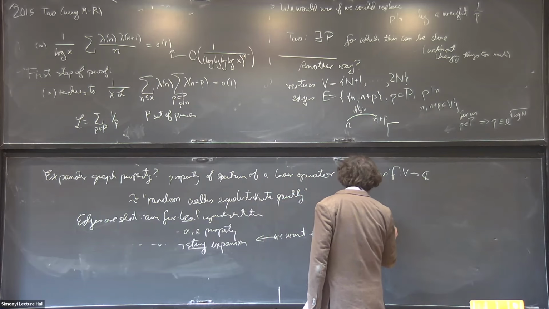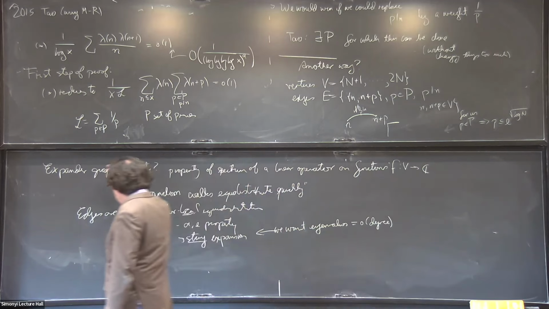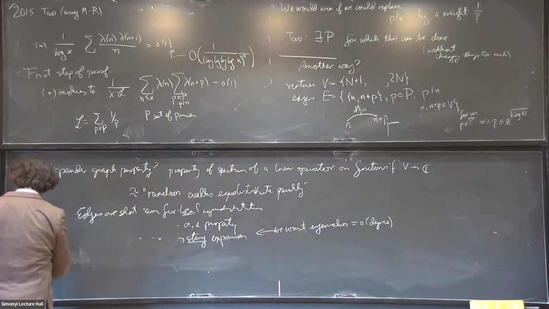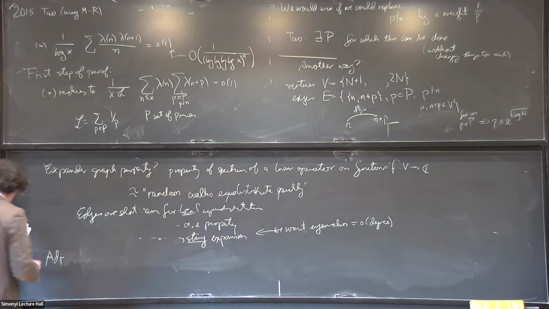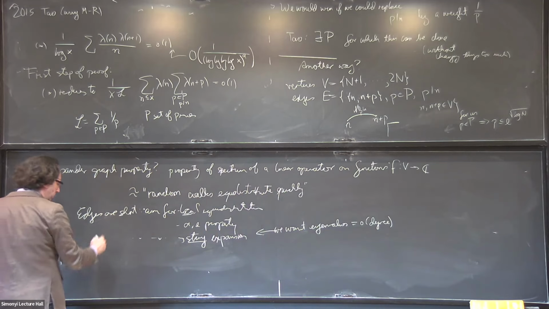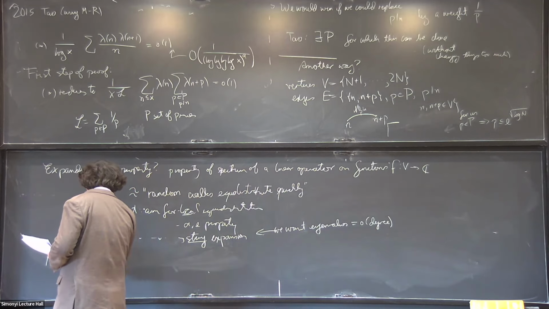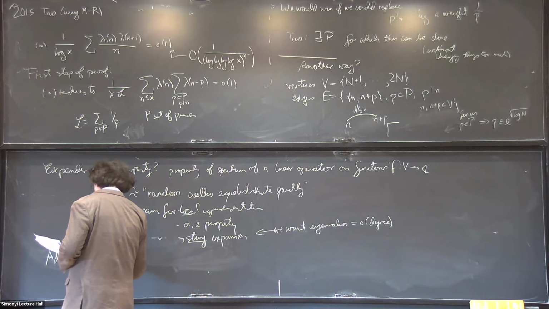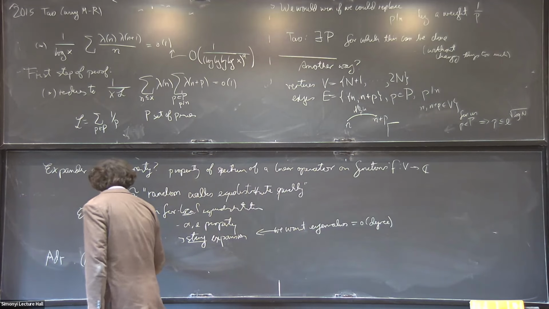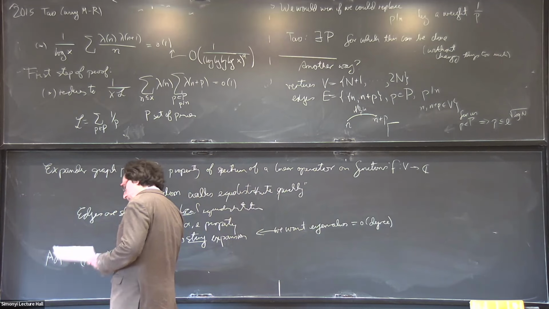So let me be more precise about what we want. The key in an expander graph property is really the adjacency operator A_gamma. So what is A_gamma? It turns a function into another function. So A_gamma of f, this new function, its value at the vertex will be the sum of the values of your neighbors.